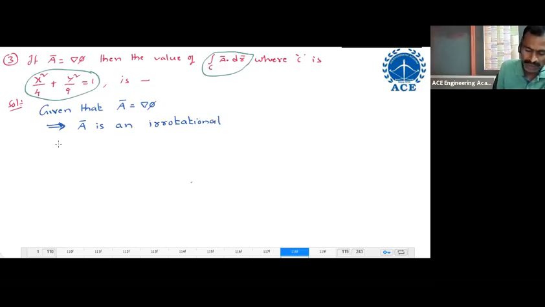A bar is irrotational. If it is irrotational, the line integral along the closed curve is 0 directly, according to the last note point in the line integral. Integral over C of a bar dot dr bar equals 0. That's it. From the given a bar equal to del phi, we can say a bar is irrotational. If it is irrotational, the line integral value along the closed curve is always 0. That's it.